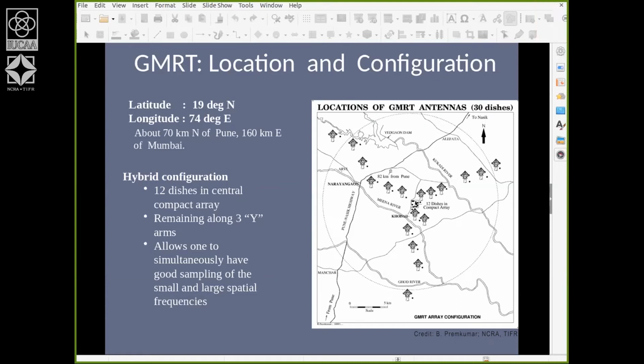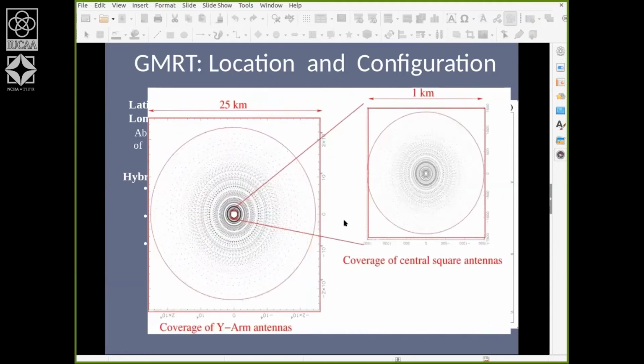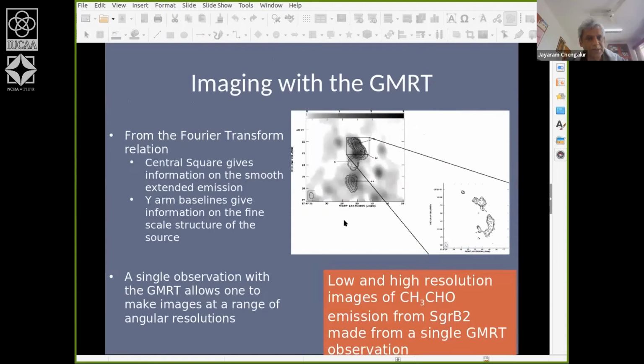Sir, can you once tell what you mean by fine scale structure and large scale structure? Yeah, maybe I can just show it to you in a picture. That might be easier. All right, so maybe I'll just move ahead and then we'll come back to this.